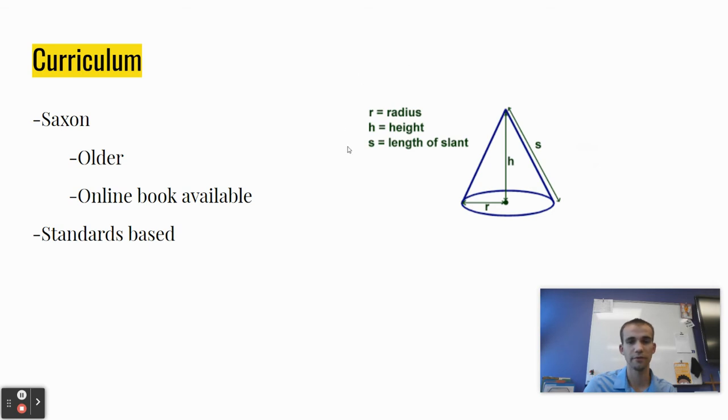So this might be an example of something we're learning. Let's say we're taking the surface area of a cone right here. So we have radius, height, slant height, and one thing about the way that I teach is I try to make it more standards based. Let's say that a section of our book is talking about how to find the surface area of a cone. Well, I might look at some of what the book has, but like I said, Saxon is a little bit older of a math book.